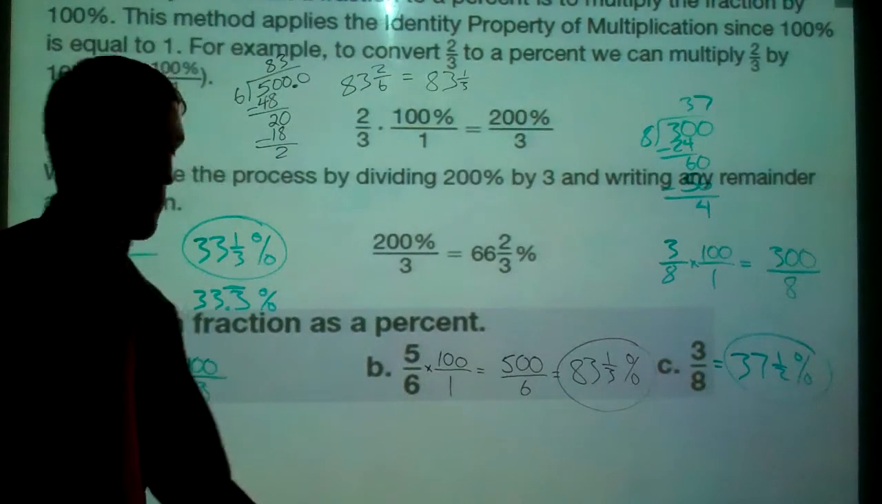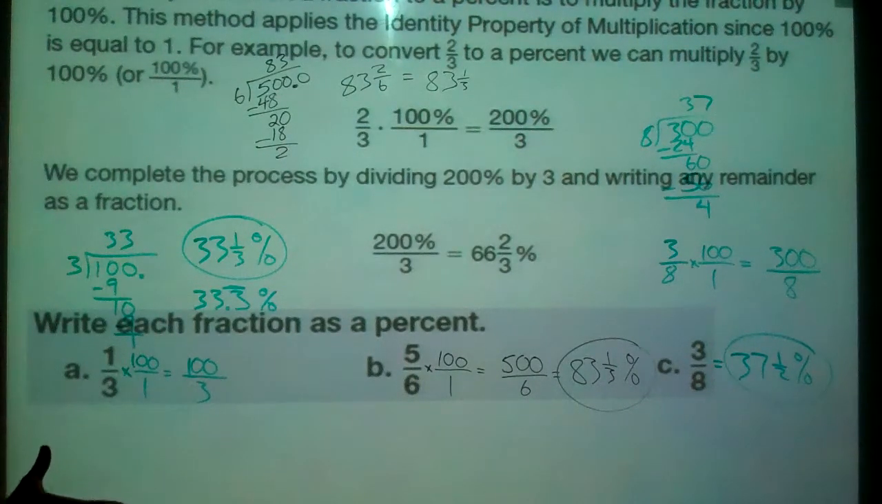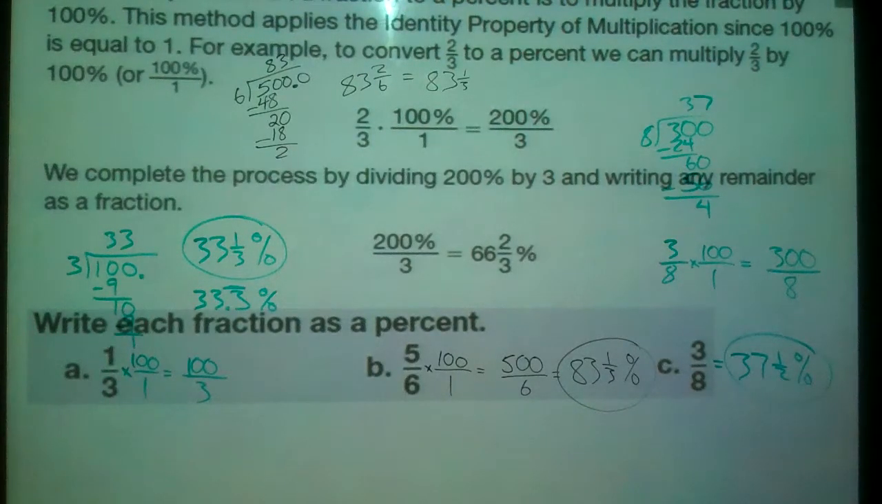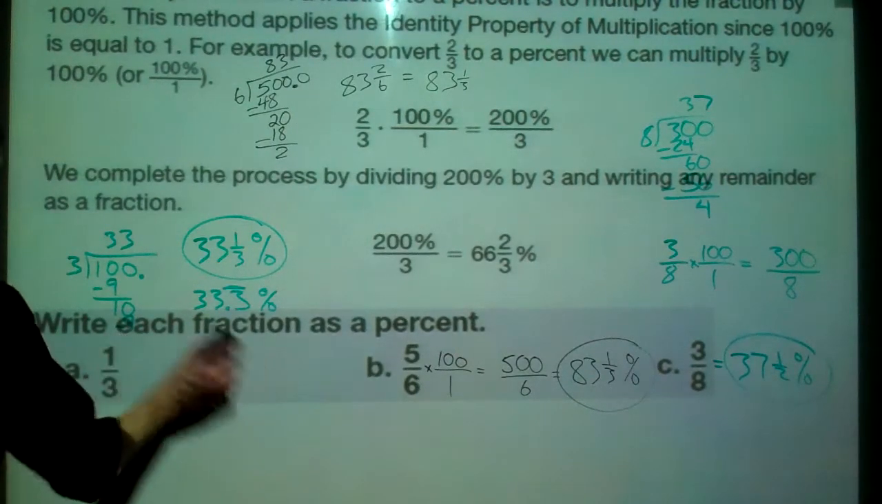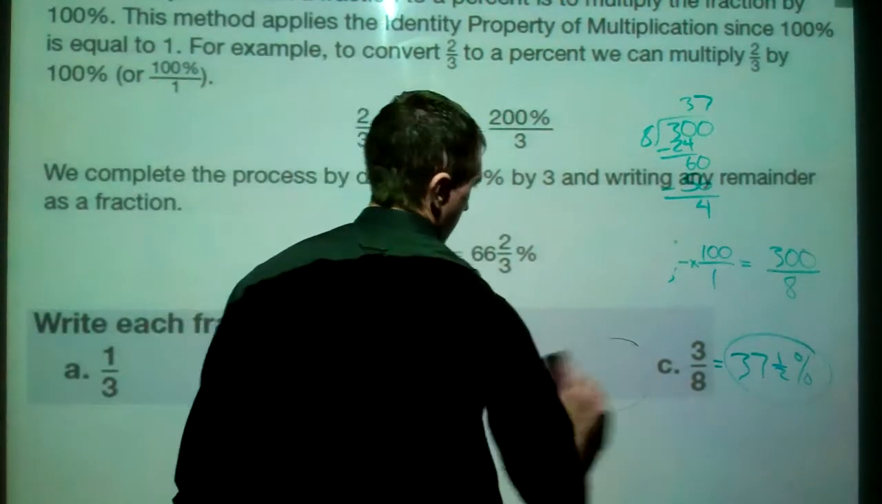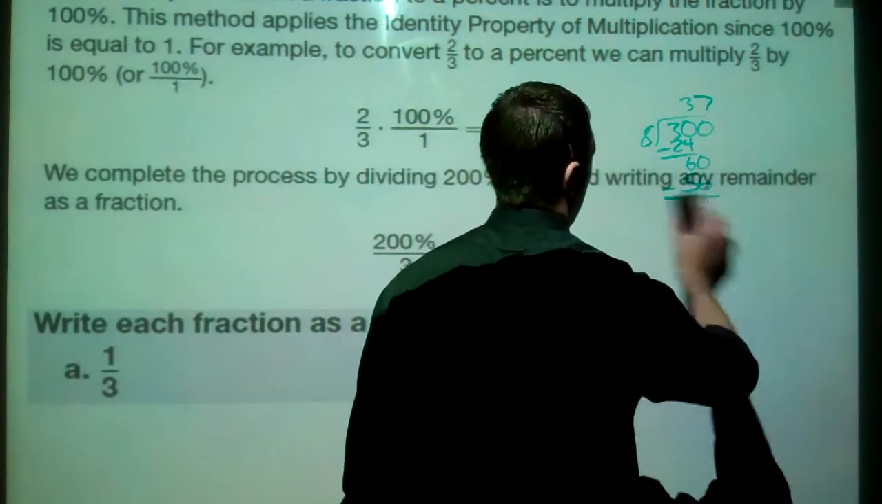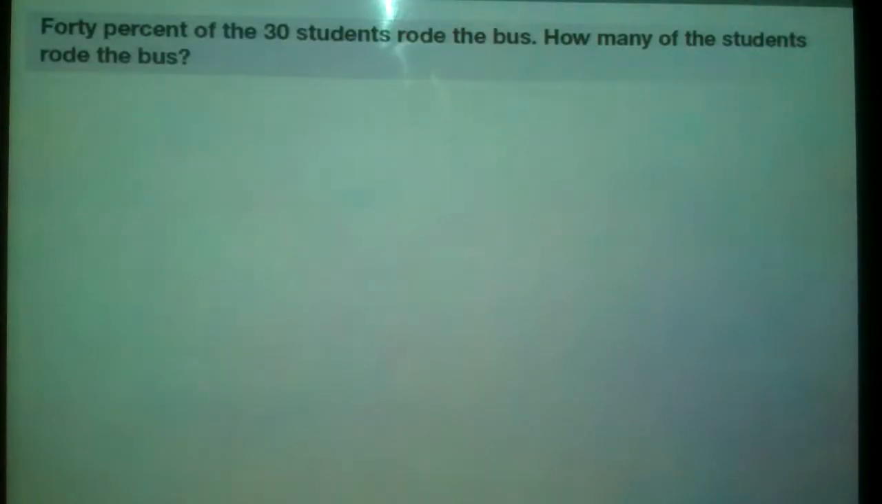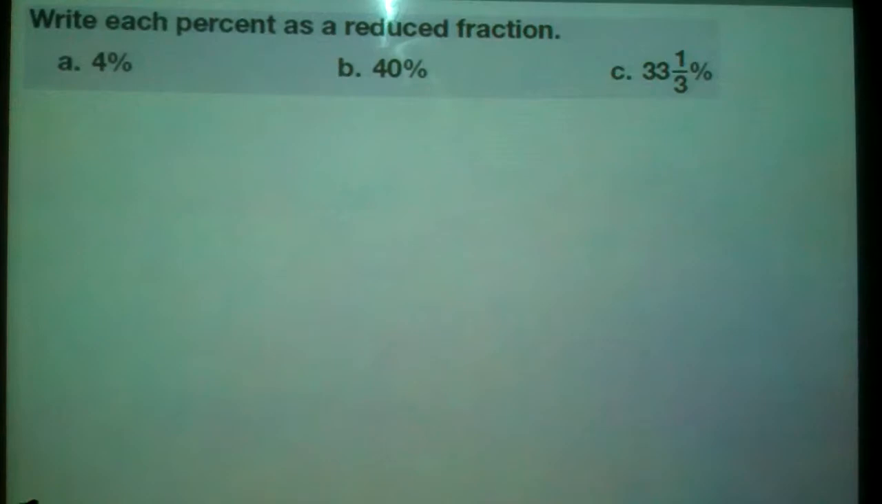Still doing okay. So this is how we do it if these denominators don't go into 100 evenly, which will probably be the case most of the time. This is always the way that you can do that. Let's go over these quick. Alright. Real quick, write each percent as a reduced fraction. This will be the last thing I cover.